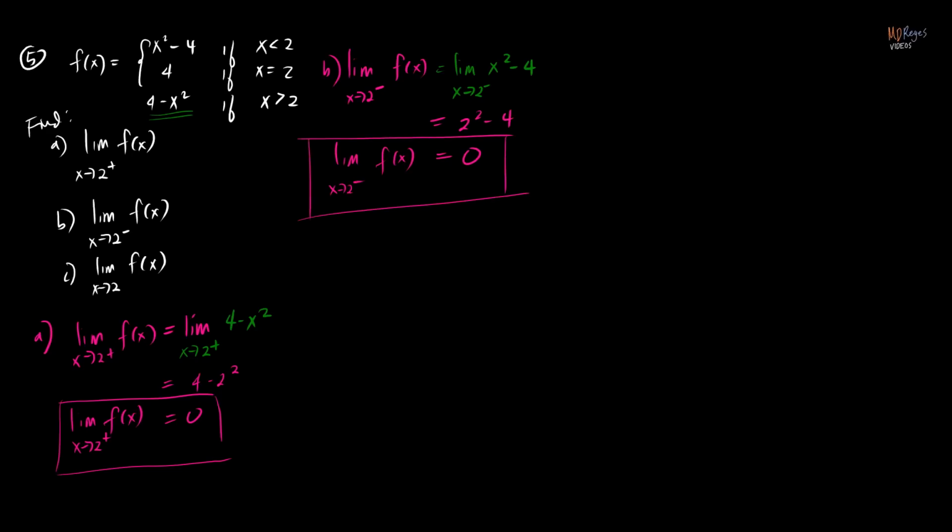Now that a and b both exist, and they are both equal to the same number, then we can conclude that the limit of f of x as x approaches 2 also exists and is also equal to 0, because these two are equal to the same number.